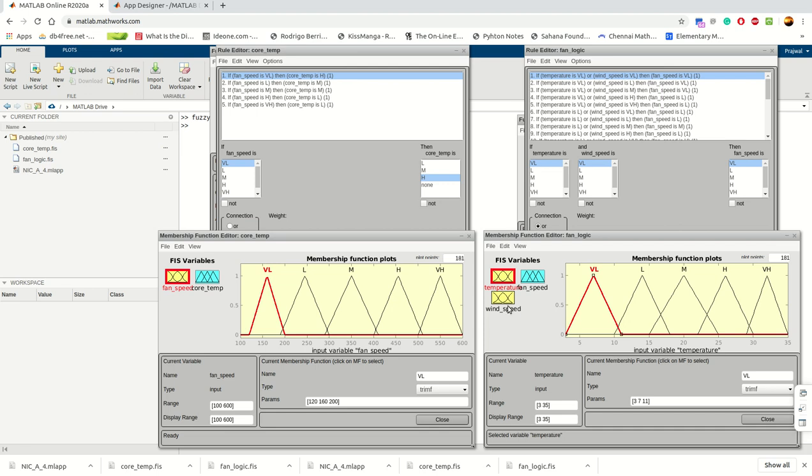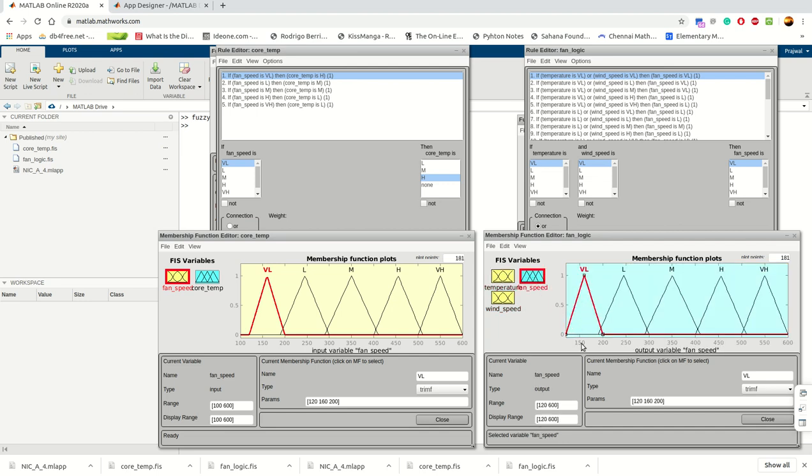and the range of wind speed, I have taken from 1 to 100. Wind speed also contains five membership functions, each one a triangular one. Based on these two input variables I have created one output variable, which is the fan speed. The output fan speed is in rotations per minute, and its range is from 150 to 600. It also contains five membership functions, each one a triangular one.